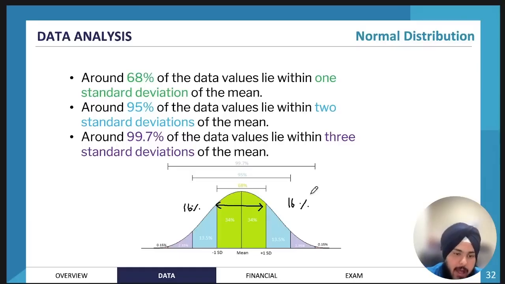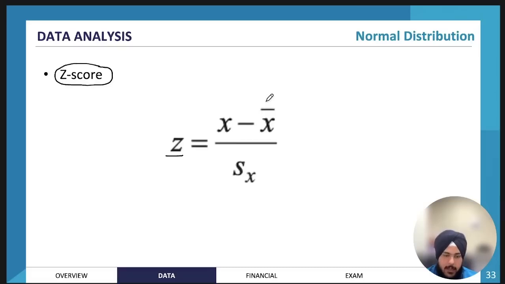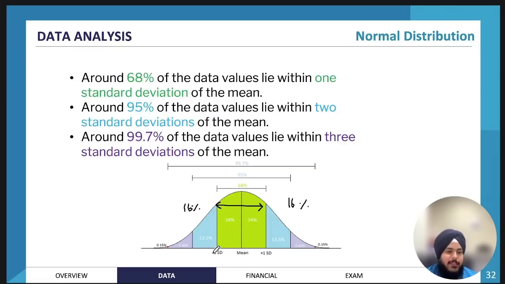So now that we have determined how much is 16%, what does this graph say? It says that 16% of the females are more than 160 centimeters tall. So in this case, now that we've determined we have 16%, we know that 160 centimeters should be here. So it's one standard deviation above the mean. But we don't know what the mean is yet.